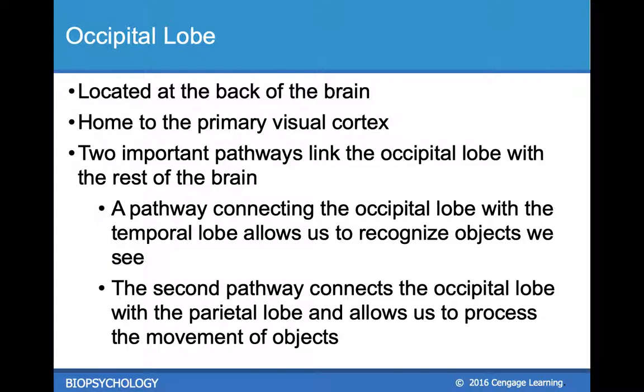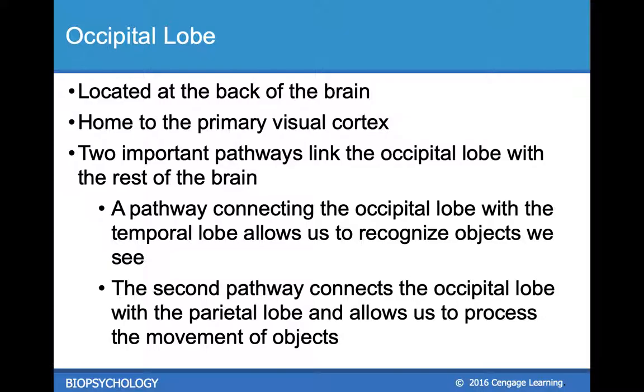So the occipital lobe is located in the back of the brain. It's home to our primary visual cortex. And we see two important pathways that link our occipital lobe with the rest of the brain. We have one pathway that connects the occipital lobe to the temporal lobe, the part that is behind our ears, that allows us to recognize the objects that we see.